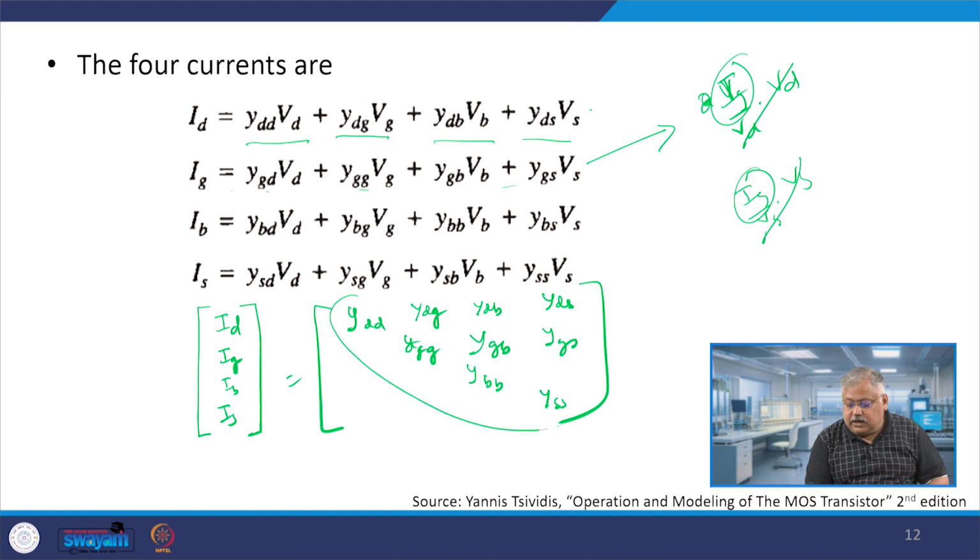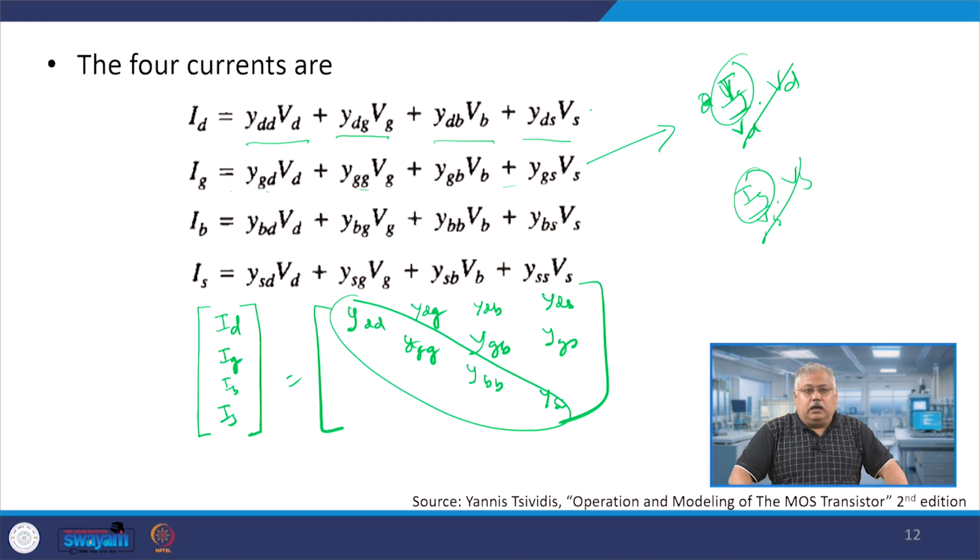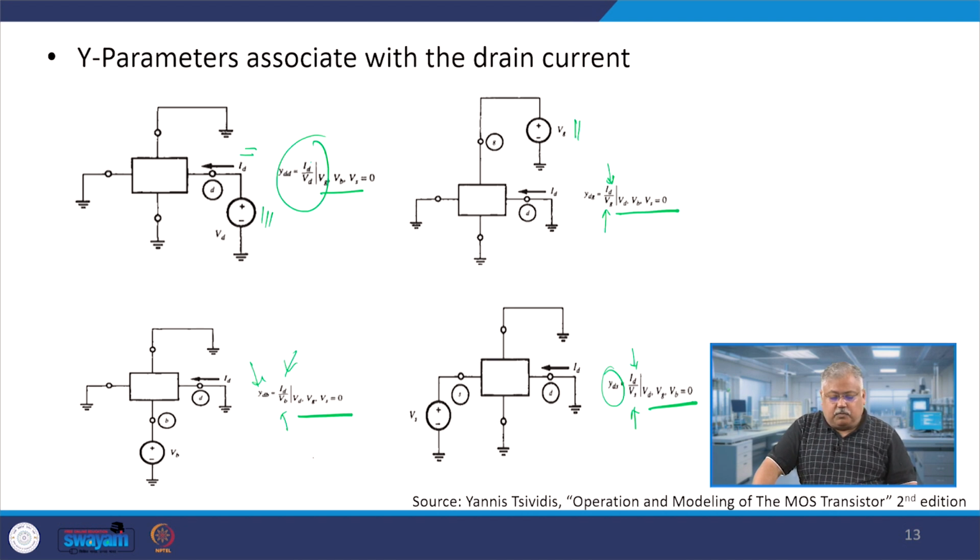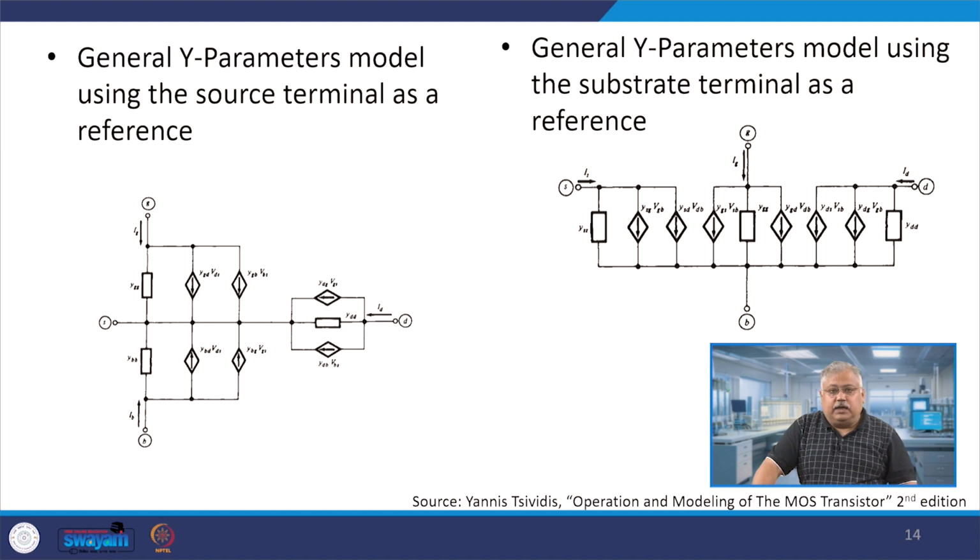The principal diagonal elements are those where the drain current with respect to the drain voltage gives YDD, or the gate current with respect to the gate voltage gives YGG. So all the principal diagonal terms are the admittance expressions where the current flows through the same terminal to which you apply the voltage. That is the reason a generalized expression is shown at this point. I have already explained this expression to you.